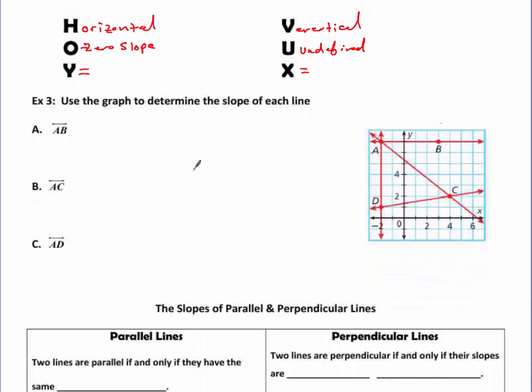All right, so let's look over at the picture, and we're going to use the graph to determine the slope of each line. So we look at line AB.